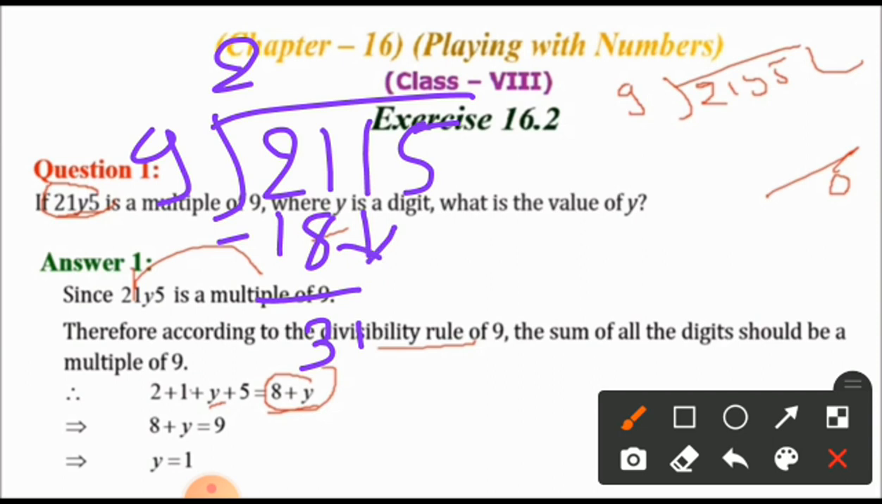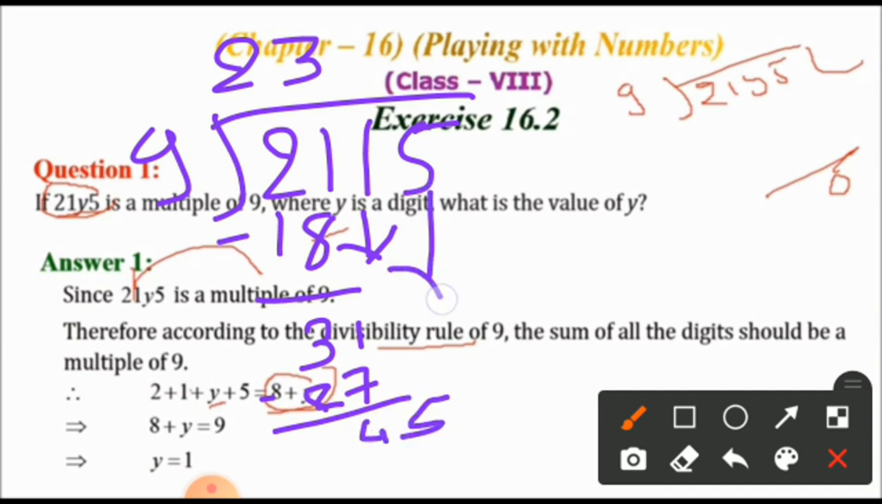So 9 3s are 27, 9 4s are 36. It is not possible. So 3s are yes, 27. Again 27. That means no need to borrow anything. Just count it and say 4. And now bringing down 5. This 5 has to come down.